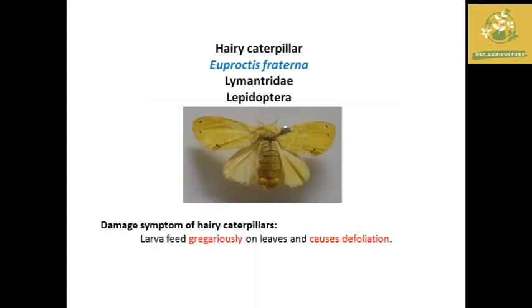And the next type of hairy caterpillar is Euproctis fraterna, which comes under the family Lymantriidae and order Lepidoptera. The major damage symptom of these hairy caterpillars is that they are gregarious feeders of leaves, which causes defoliation, resulting in lower fruit set as well as low yield at field level. So I have only told about the important insects which are repeatedly asked from the exam point of view in this lecture.